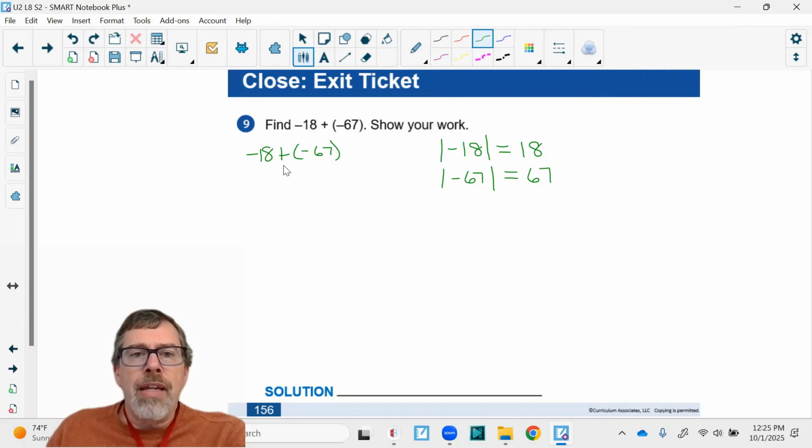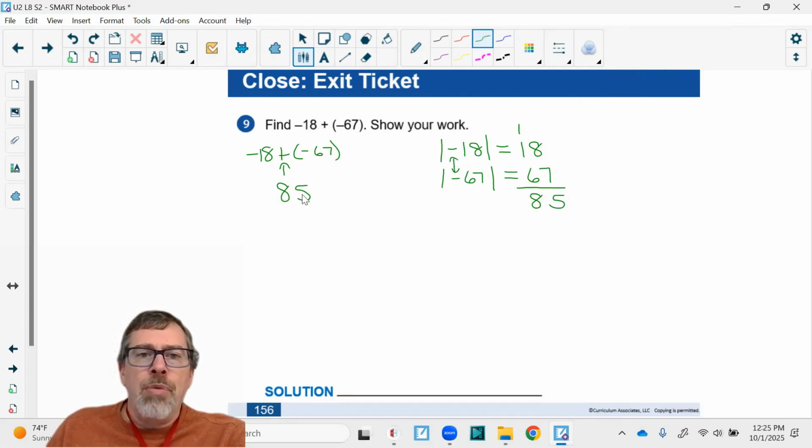Since the signs are the same and we are adding, I'm just going to simply add their absolute values. 8 plus 7 is 15, carry the 1. 6 plus 1 is 7, plus 1 is 8. I get 85. So I'm going to write 85 here. However, when the two signs are the same, we take the sign of them. So my answer is negative 85.